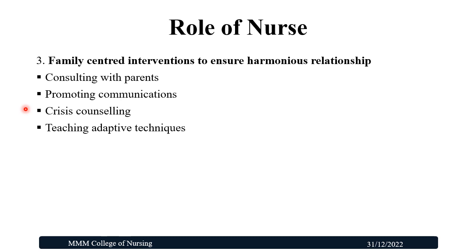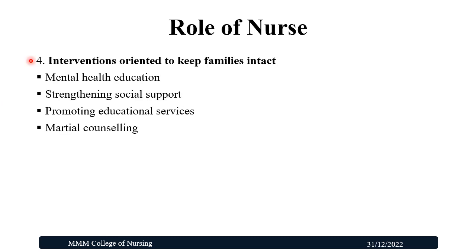Ensuring harmonious relationship among family members and teaching adaptive techniques. The interventions oriented to keep families intact. Mental health education related to child rearing practices, trial relationship between teacher, child, and parent, integration of mental health into general health practices, strengthening social support, especially for people at home, those who are very elderly, promoting educational services in the field of mental health and mental hygiene, developing parent-teacher association, rendering homemaker services.